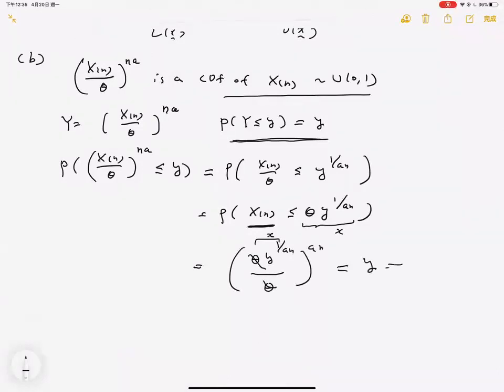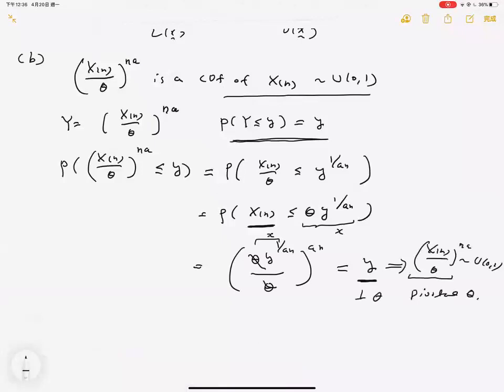So then you could say that xn over theta an follows 0, 1. Or you could just say the right hand side right here is independent of theta. So that makes the quantity right here a pivotal quantity.